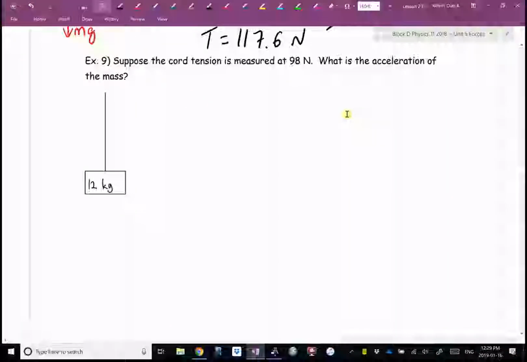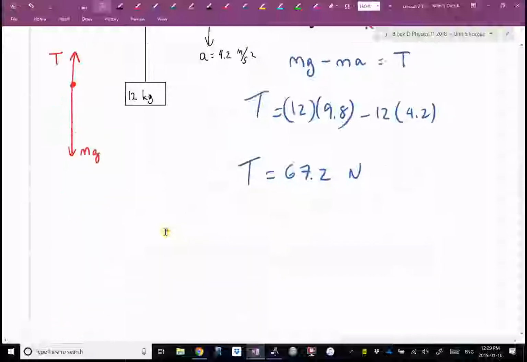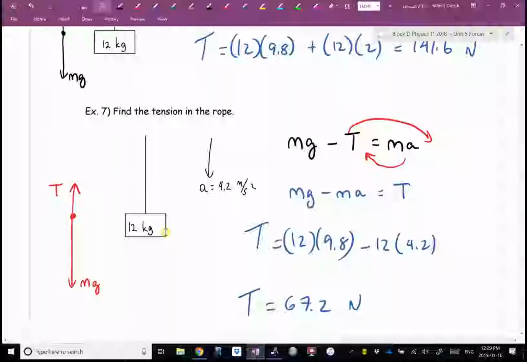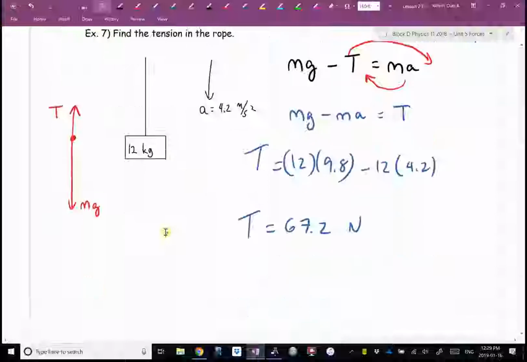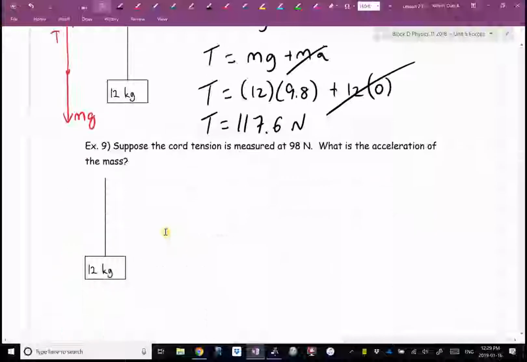Last day we looked an awful lot at a mass hanging from a rope, because I can do an awful lot with that. In fact, almost certainly there's going to be a question like this on your test. So here is the next question. It says, suppose the cord tension is measured at 98 newtons. What's the acceleration of this mass?